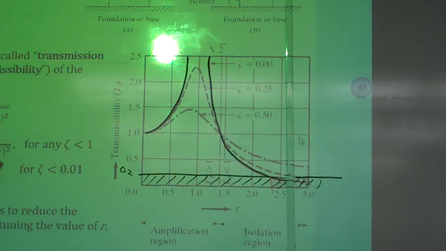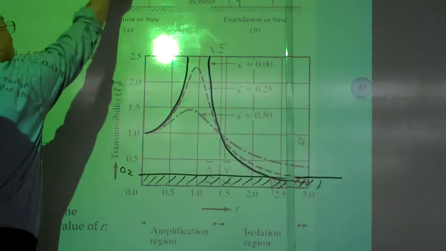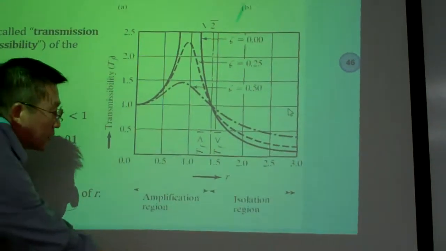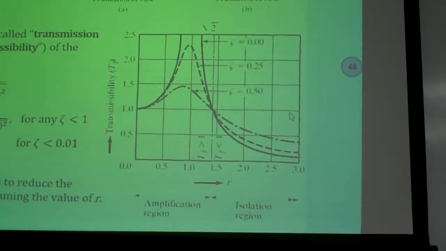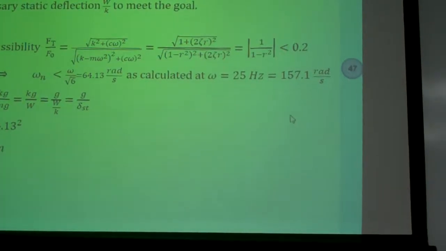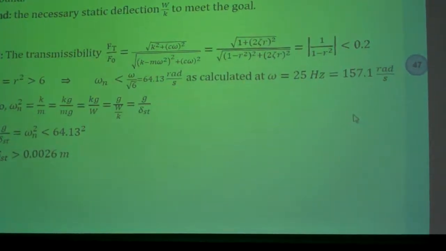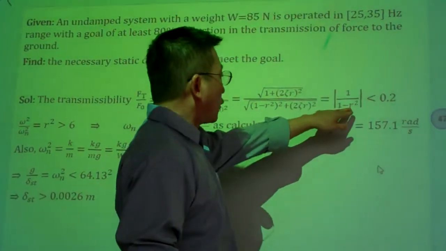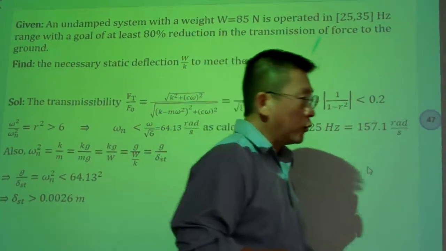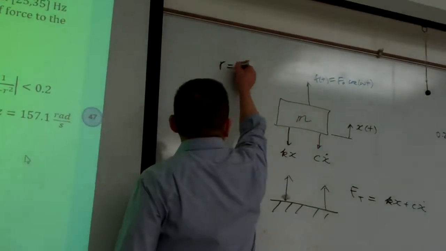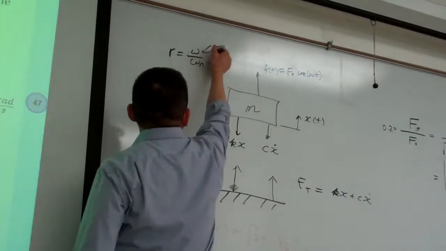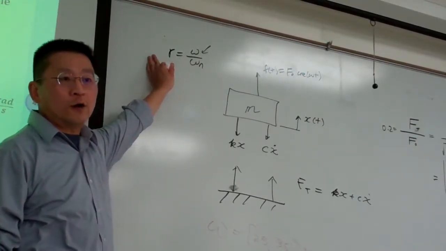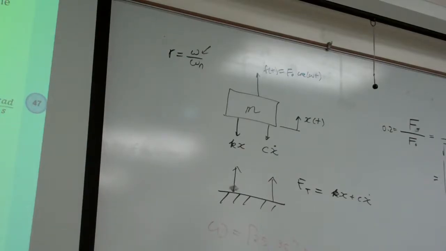Okay, so graphically we can start from here. So now we can go back to continue the calculations. Okay, so right now with this one, then we know the R value is equal to omega divided by omega n. So we know the omega range. As long as we determine omega n, then we would know the range for R. Okay. So omega n is pretty straightforward.